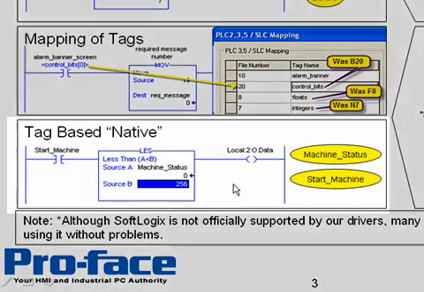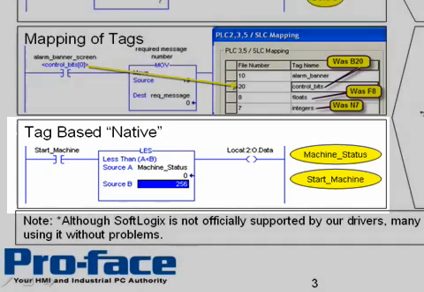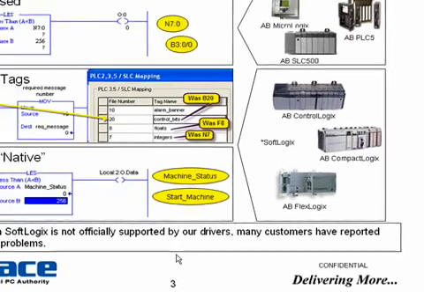And then finally, and most importantly, the cornerstone of the RSLogix 5000 software, the native tag based addressing. That applies to all of these PLCs here. We do include SoftLogix here, although we don't officially support it with our drivers. We're told that many people have had good success with that, and it wouldn't be surprising since it has exactly the same PLC protocols.